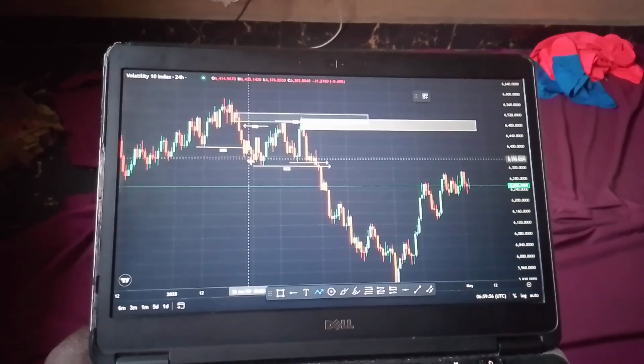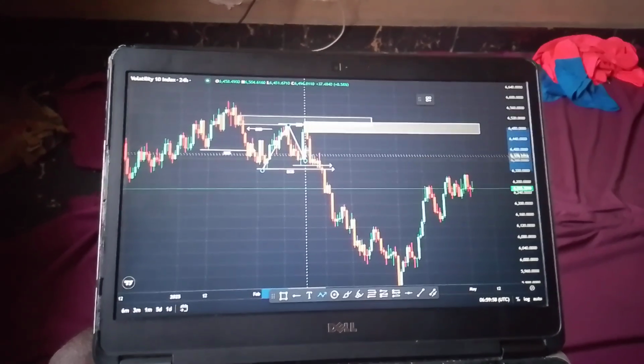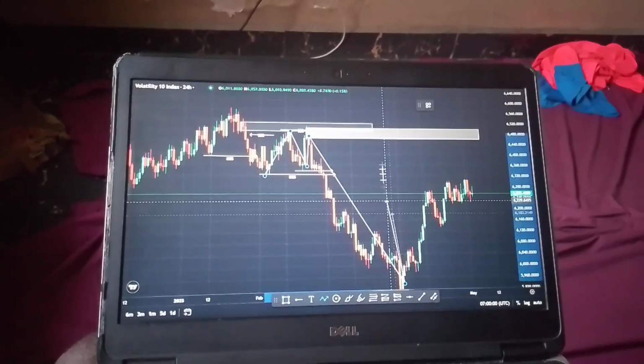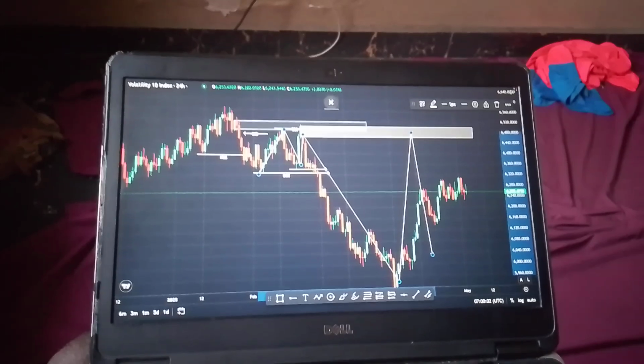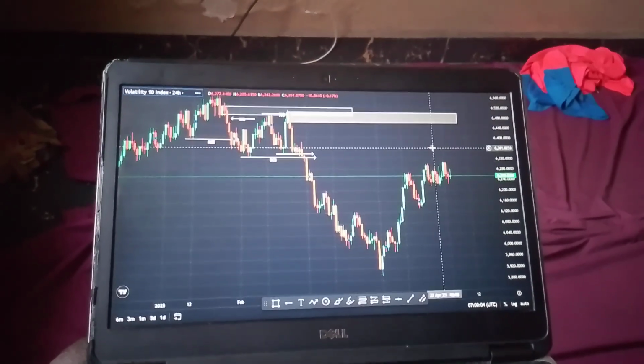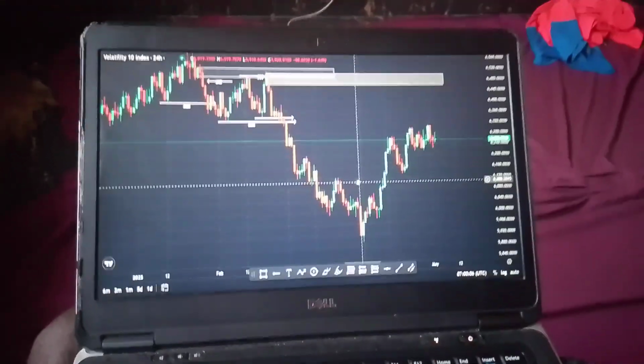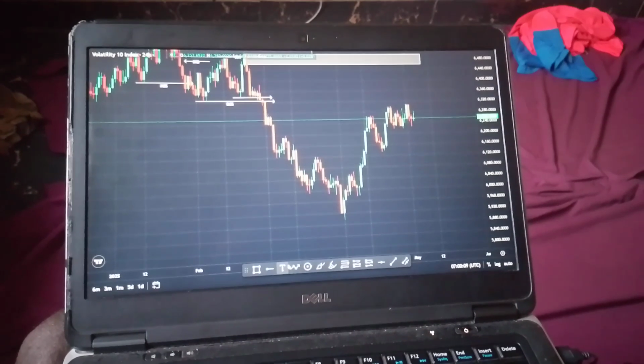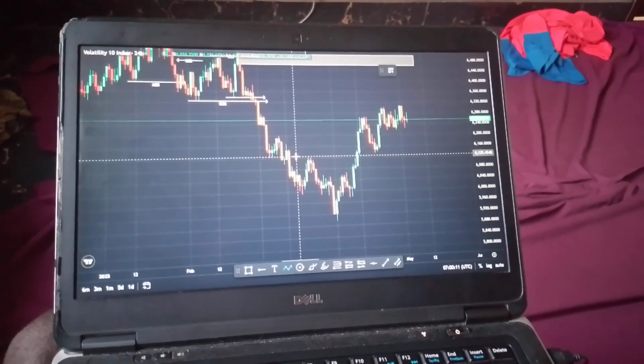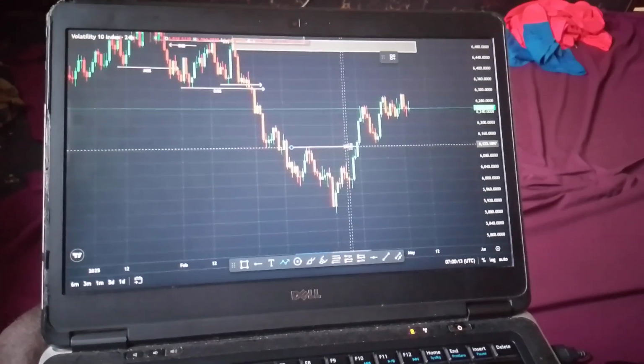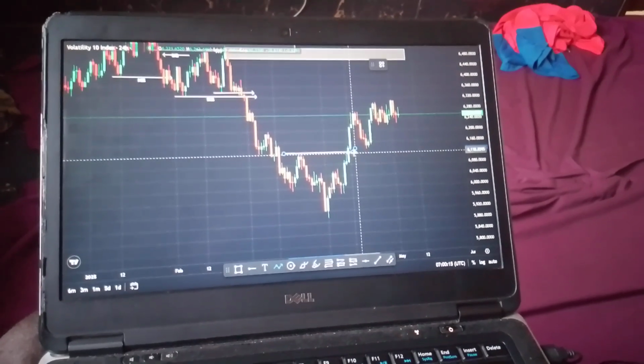And if you look at this, we have an M pattern here, which will validate a pullback back to that, and then you are selling. So this is the pullback for that shift in market structure that we saw there. We had a shift in market structure here. We had a shift in market structure there.